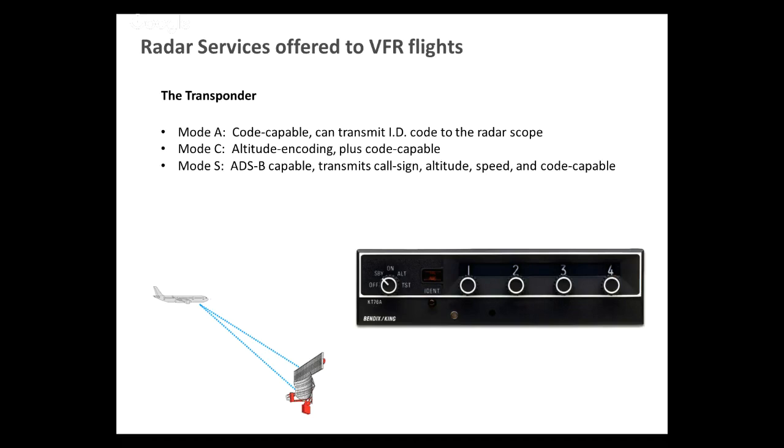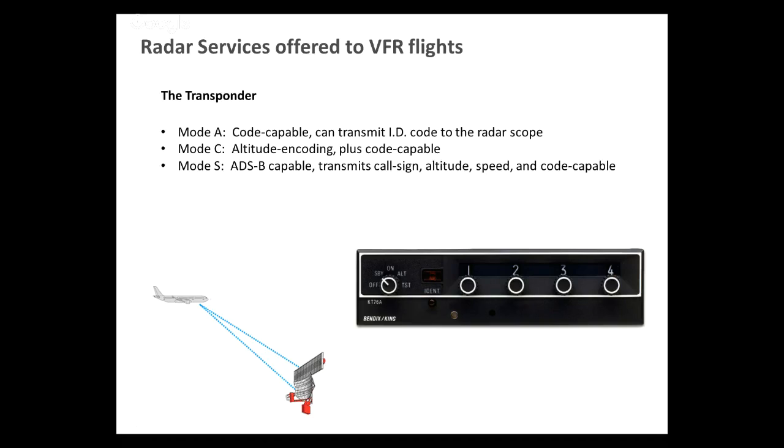They are mode alpha, mode Charlie, mode Sierra, over here at the top of this slide. And each mode has kind of a different, I'll say, level of functionality. Mode Sierra is the most functional, meaning it carries the most functionality. Mode alpha carries the least, I guess you could say. Mode alpha is code capable, meaning you can plug a code in and be identified. And it can transmit that code to the radar scope. So the controller can give you a squawk code, you can plug that in, and then it'll show up on their screen with your code.